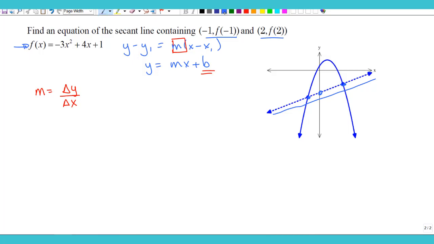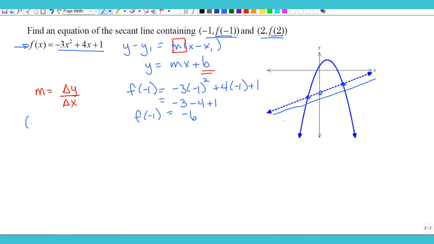Remember, our slope is the difference of the y values divided by the difference of the x values. So how do we find those y values? Well, we need to find f of negative 1. So I come to my function and substitute in negative 1 everywhere there is an x. That's going to be negative 3 minus 4 plus 1, which is negative 6. So now we have a point: when x is negative 1, y is negative 6.